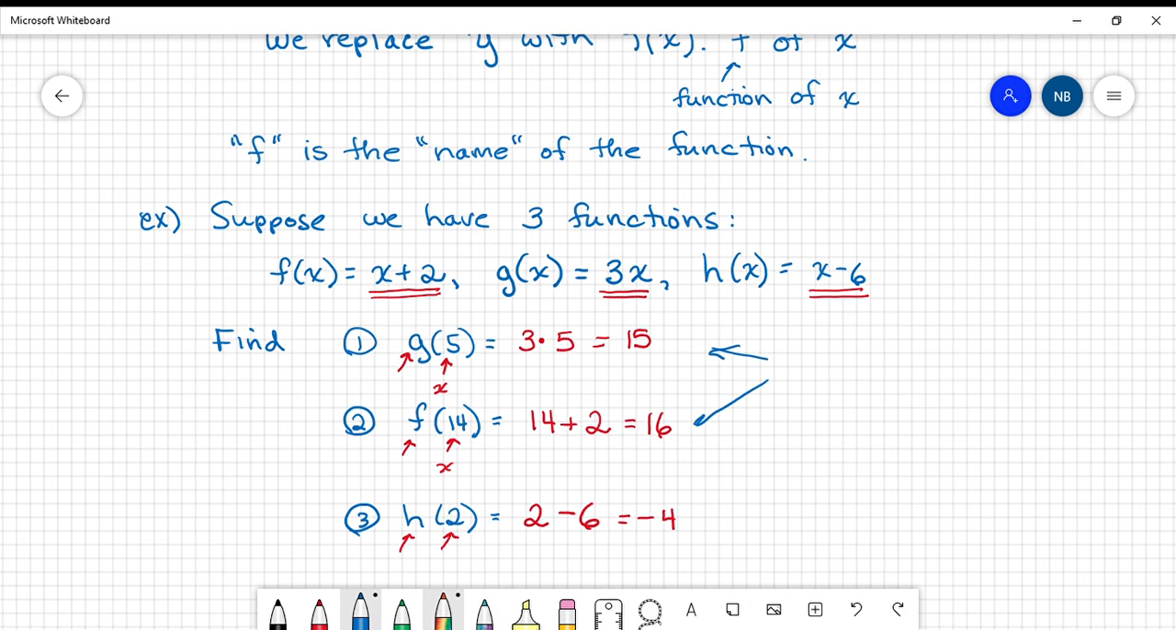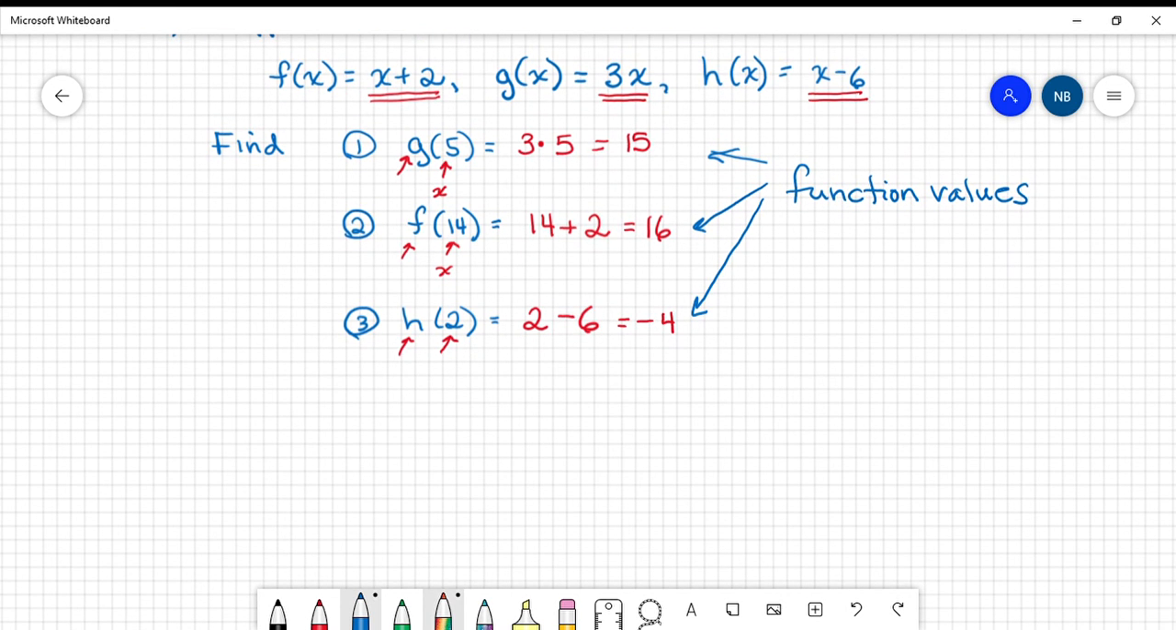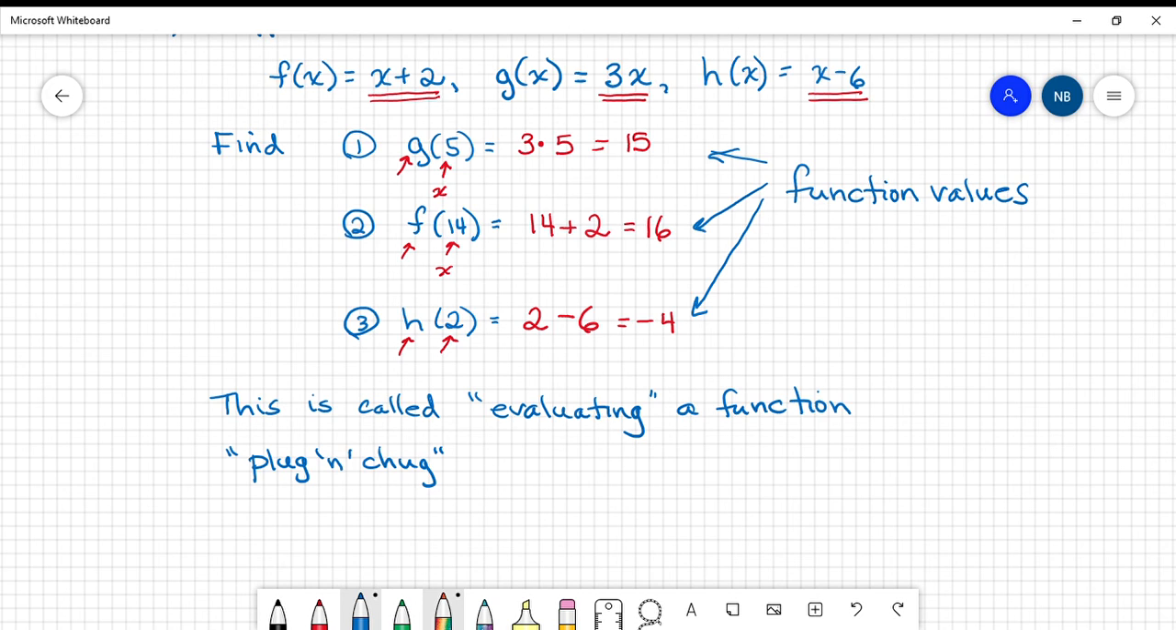Little vocab. These 3 numbers at the end are called function values. And the process that we just engaged in is called evaluating a function. I had a teacher's aide in college who referred to this as plug and chug. So you plug in a number and then you do the work. That's the chugging part, I reckon. And then what do we do? We put the indicated number in place of x and do the math.